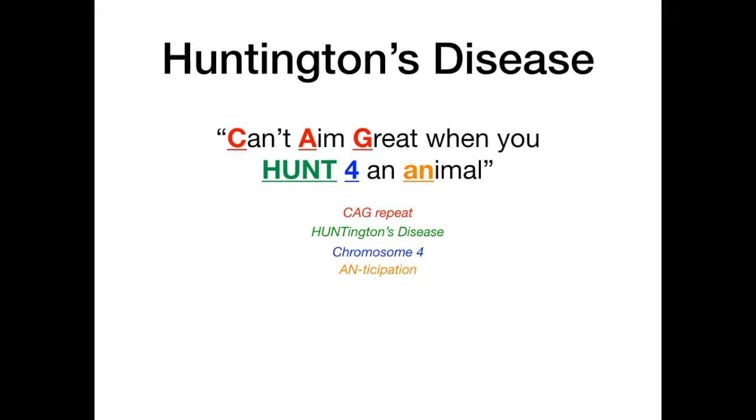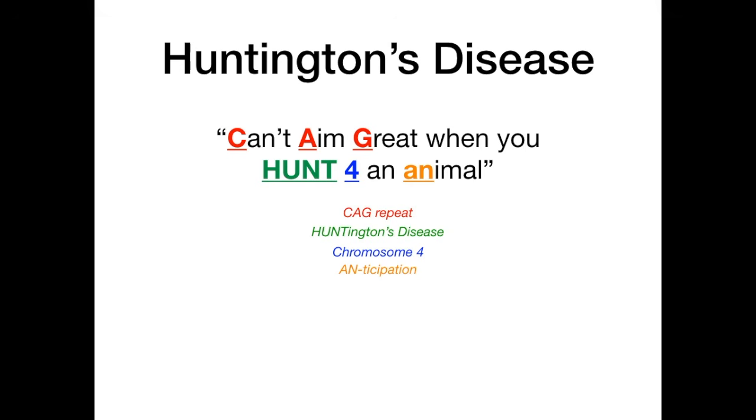That's genetic anticipation. But again, just to summarize everything that I've talked about, Huntington's disease, we're talking about hunting. So the mnemonic is that you can't aim great when you hunt for an animal. Can't aim great for CAG, trinucleotide repeat. Hunt reminds us that we're talking about Huntington's disease. 4 tells us this is a problem on chromosome 4. And in animal, AN, is anticipation, because this disease features genetic anticipation. So subsequent generations get the disease earlier and earlier than the generations that were affected before them.